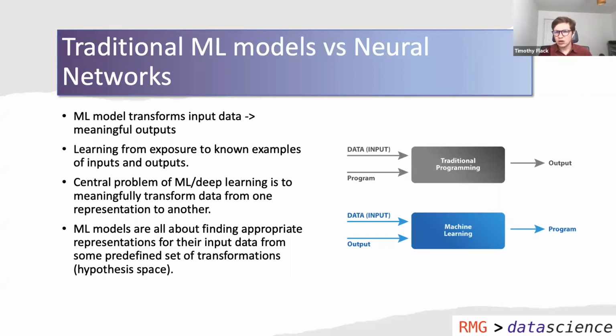And traditional ML models aren't usually creative in finding these transformations. They're usually searching some predefined set of operations called a hypothesis space. So in summary, machine learning is searching for useful representations of input data within a predefined set of possibilities using guidance from some feedback signal, which we get from comparing our output to the real outputs.